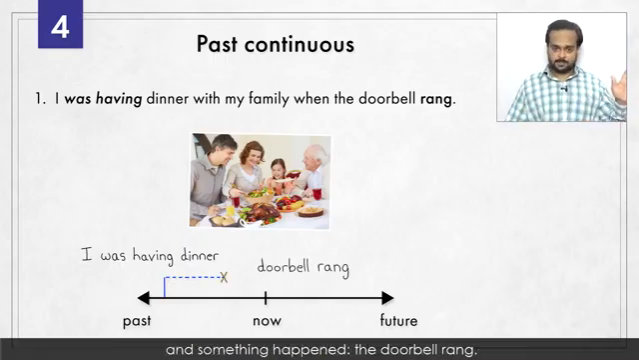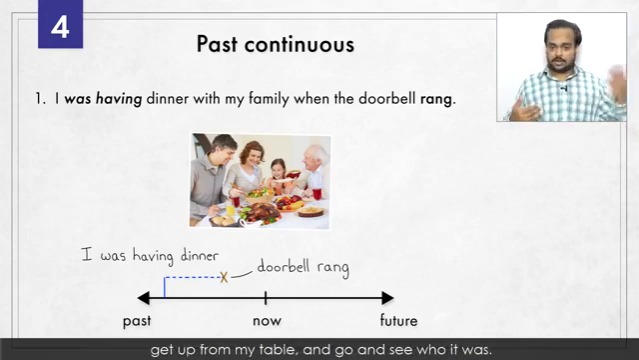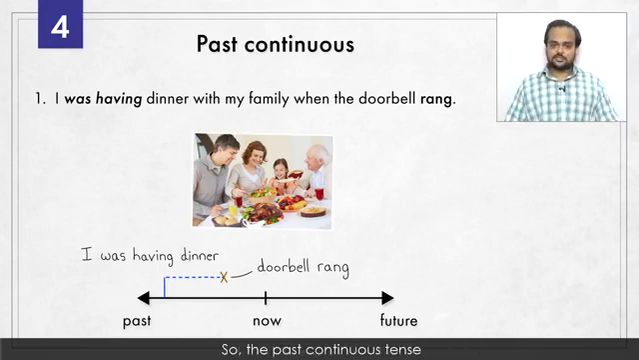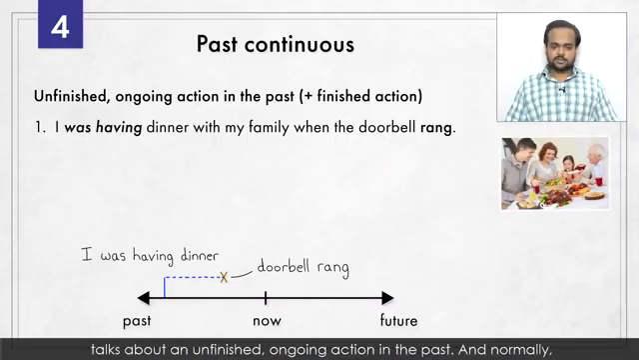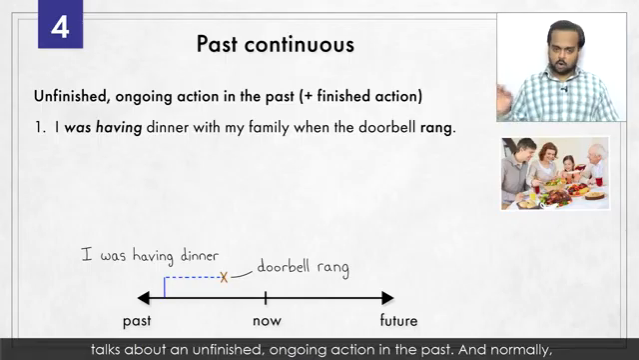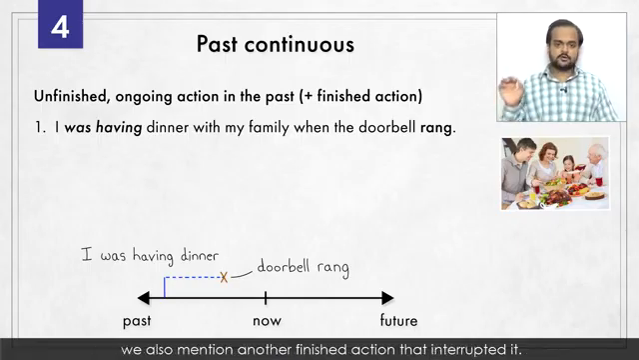The doorbell rang. So, I had to put down my spoon and fork, get up from my table, and go and see who it was. So, the past continuous tense talks about an unfinished, ongoing action in the past. And normally, we also mention another finished action that interrupted it.